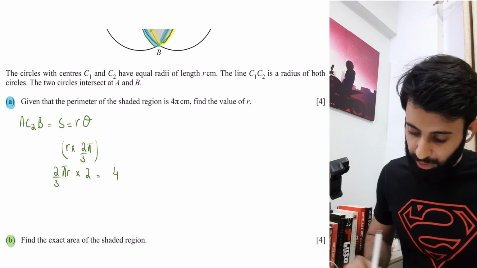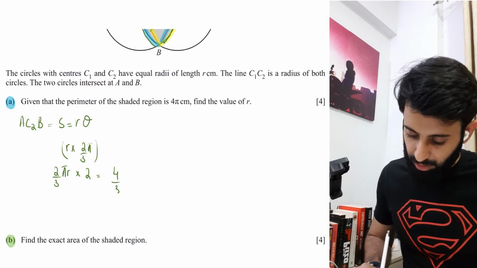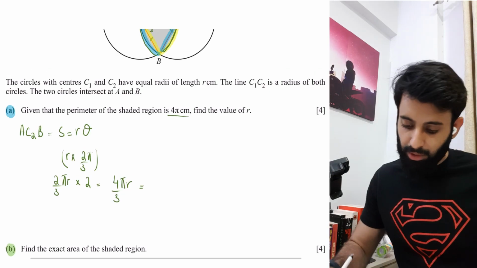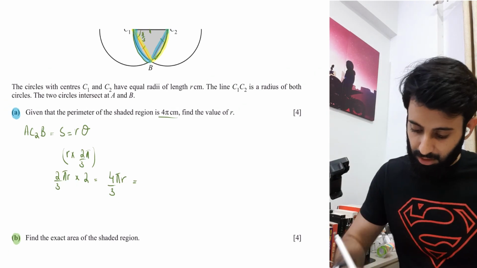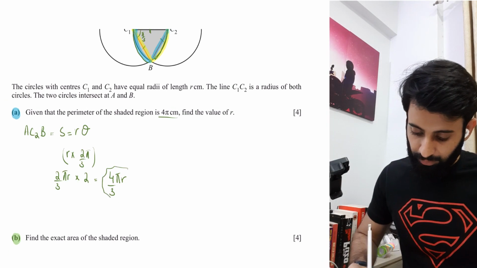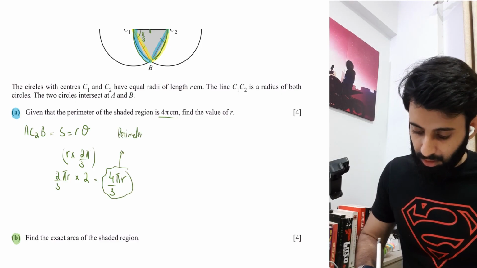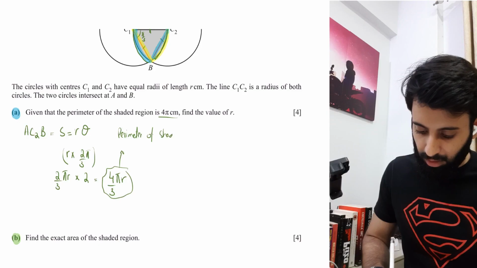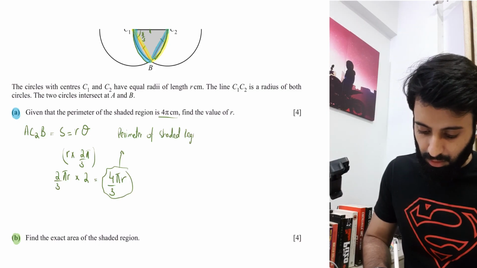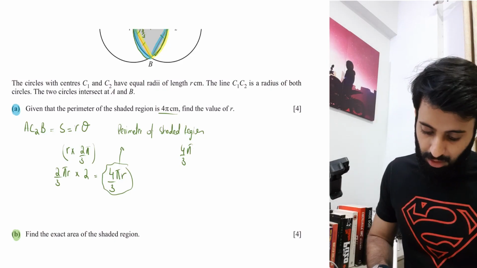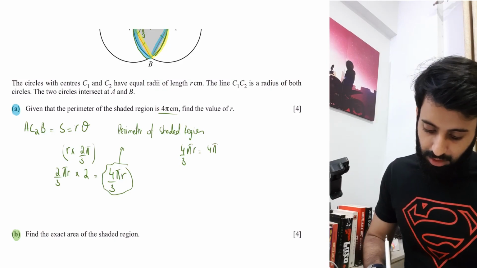And now I have the perimeter of the shaded region, which is going to be equal to 4 upon 3 pi r, which according to the question, not according to me, is equal to 4 pi. So that means all I got to do is, since this right here, I should mention, is the perimeter of the shaded region, which according to the question is equal to 4 pi, I just need to equate the two.